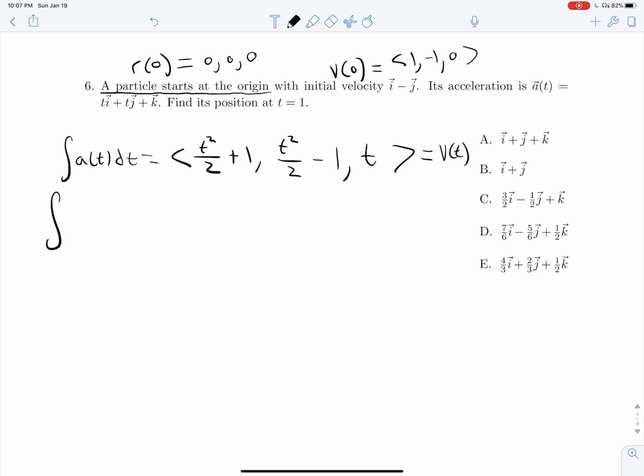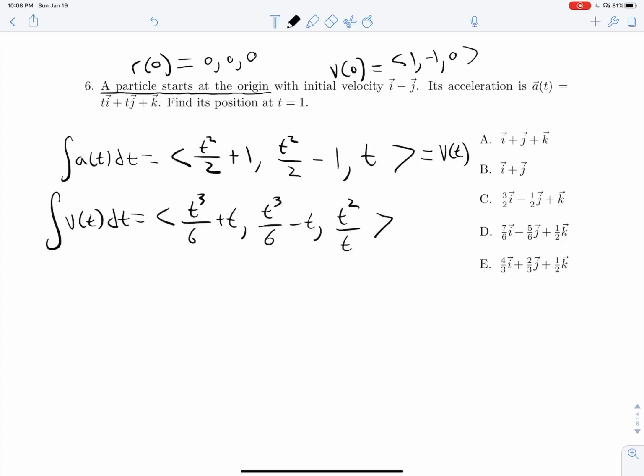And for our second to last step, we're taking the integral of v of t dt and doing the exact same process. t cubed over 6 plus t, and then we want to be at the origin, so no constants needed here, because plug in 0 for t, and this component is going to be 0. Again, t cubed over 6 minus t, we don't need to do anything. t squared over 2, we don't need to do anything.